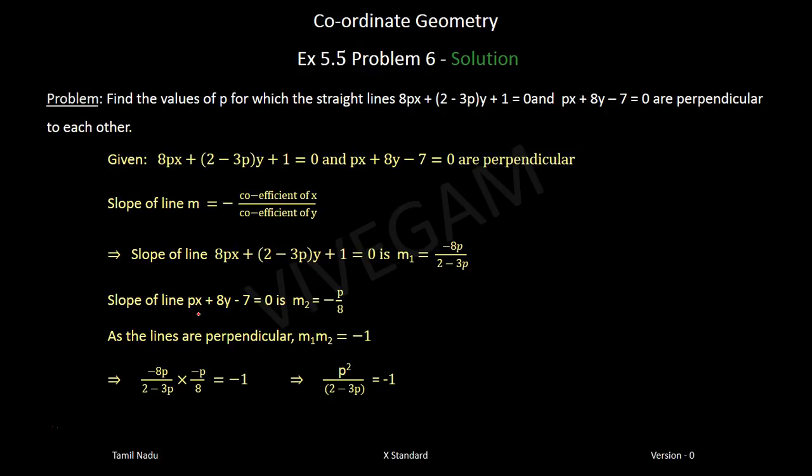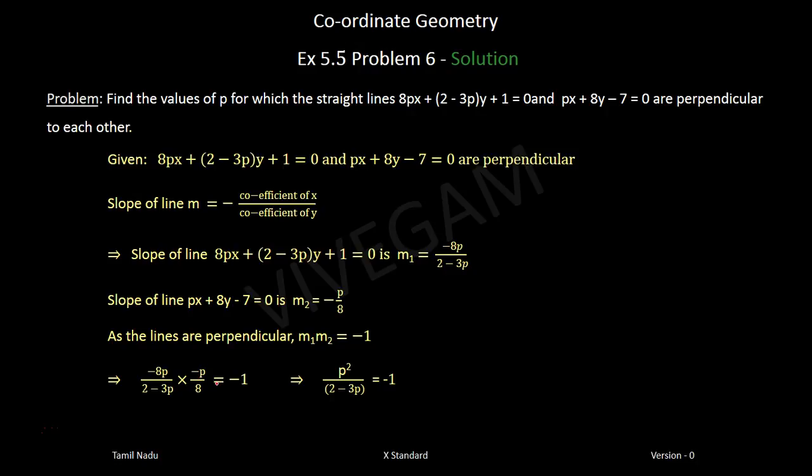Now take the second line, that is px plus 8y minus 7 equal to 0. The slope of this line is minus the coefficient of x, that is minus p, divided by the coefficient of y, that is 8. So it is minus p by 8. And we know as the lines are perpendicular, the product of the slopes will be equal to -1. So minus 8p divided by 2 minus 3p, into minus p by 8, will be equal to -1. So that's what is done here. This 8 and 8 will cancel and minus will become plus.